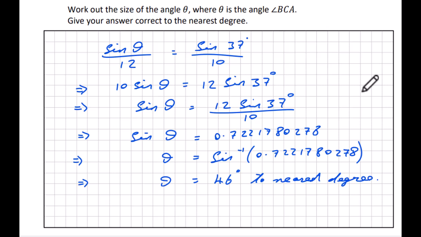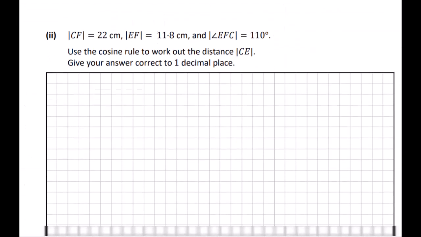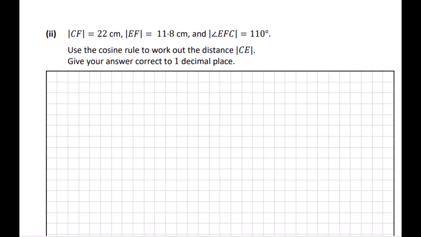That's just to the nearest degree. Okay, so let's move on to part 2. CF is equal to 22, EF is 11.8, and the angle EFC is 110. Use the cosine rule to find the distance CE. Give your answer correct to one decimal place.